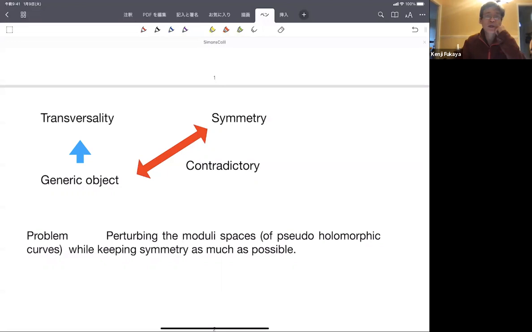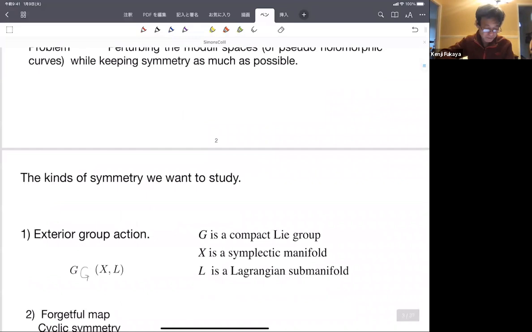So there are various situations where we meet this kind of problem. And that is, in a sense, the frontier or borderline part of the techniques. Many of these symmetric equalities are used in many applications, including mirror symmetry. So I want to explain mainly two kinds of symmetry today.